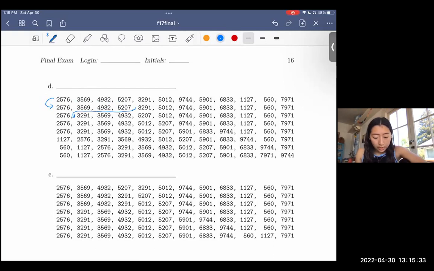Cool. Then we look at the next step. So between these two, what happens? Let's see. Okay, and we see 5012 moves back, right? I don't know why I drew it like that. And it swaps places with 5207, and nothing else changes. Okay, what happens in the next steps? Let's see.